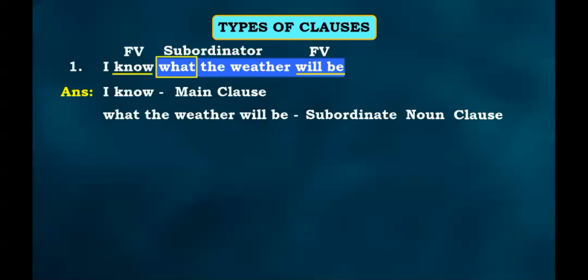If the question is what, now put a question mark at the end. If you can ask the question what to the main clause and the answer is given by the subordinate clause, it is a subordinate noun clause. Any doubts here? All right. Let's move on.